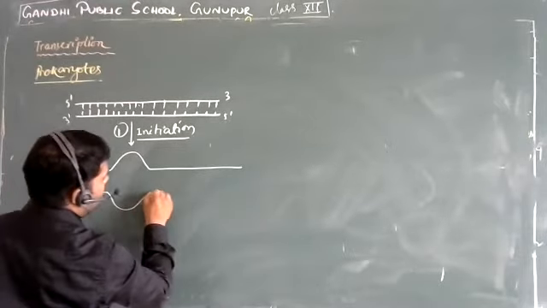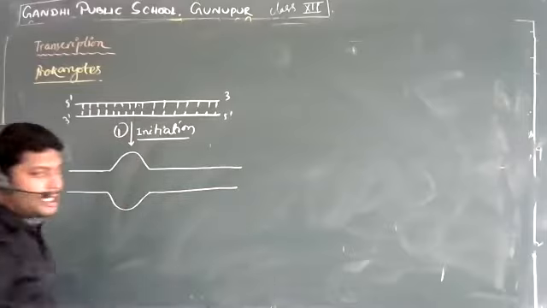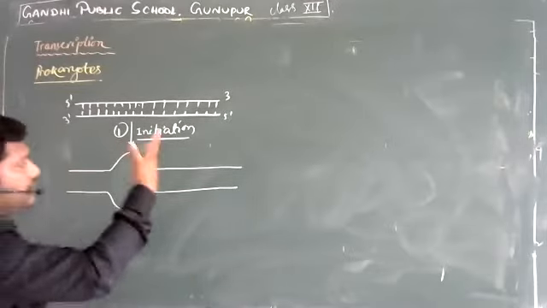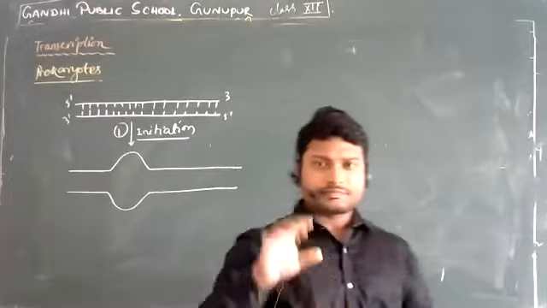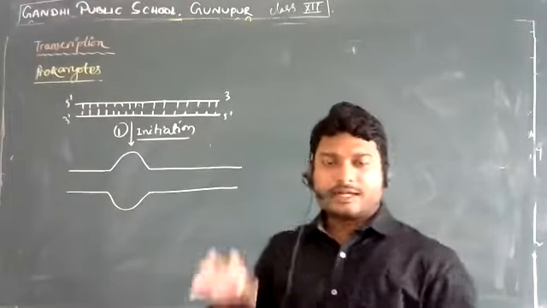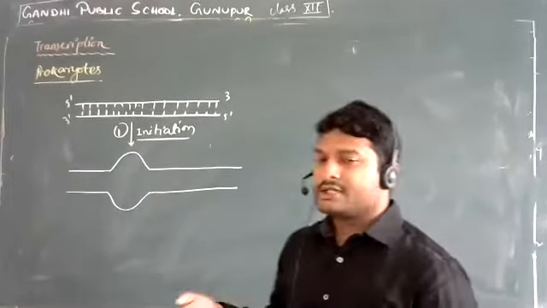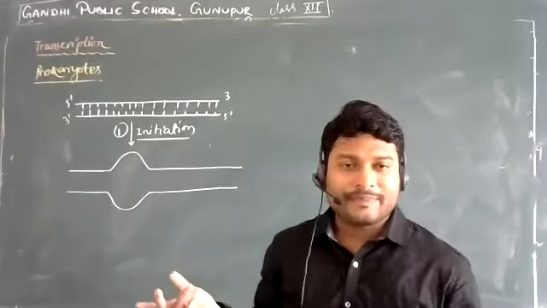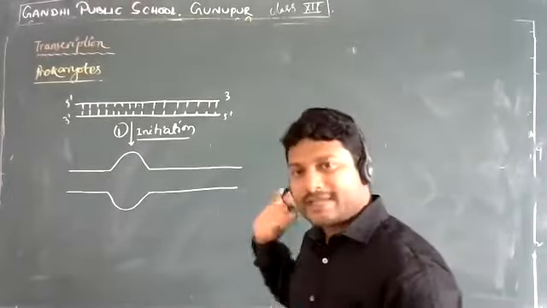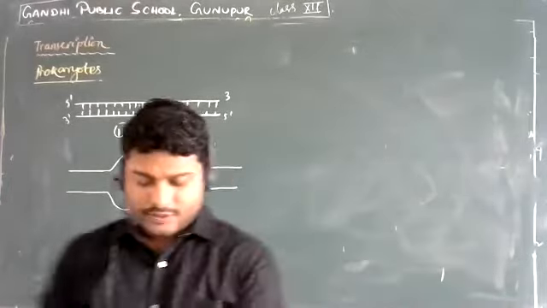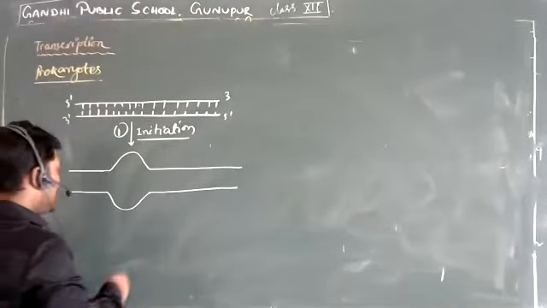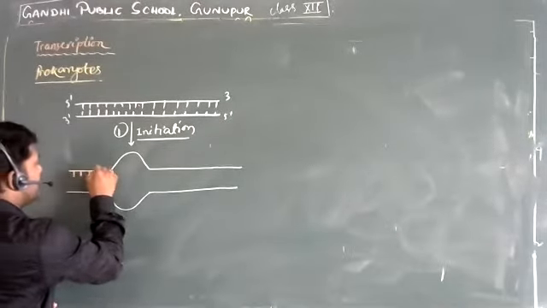Sir, upper one will be 3 prime to 5 prime, no sir? I can write anywhere, right? I don't need to definitely depend on the orientation. As long as one strand is 5 prime to 3 prime, another strand can be 3 prime to 5 prime. If it is anti-parallel, it is good. So based on that, now we'll try to solve it. Okay, no problem, don't worry, we'll solve that.